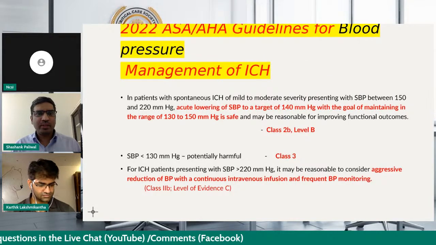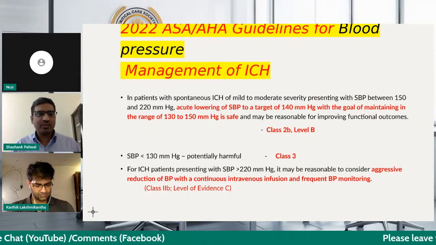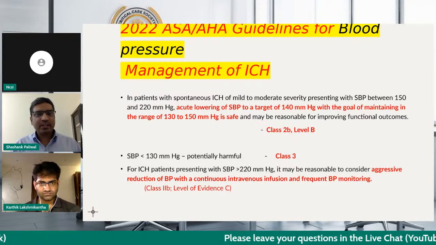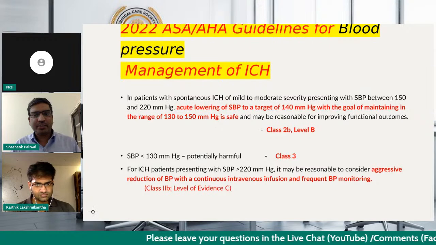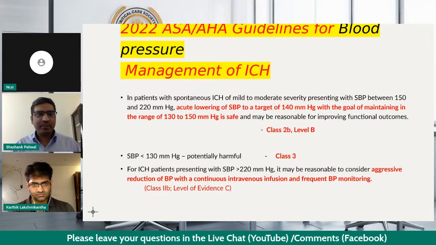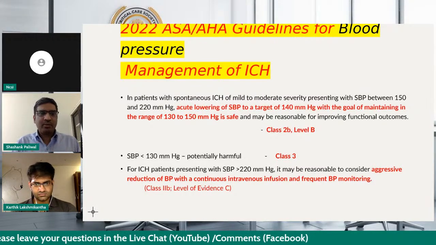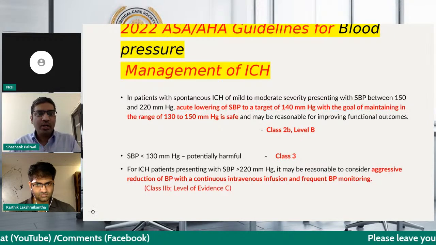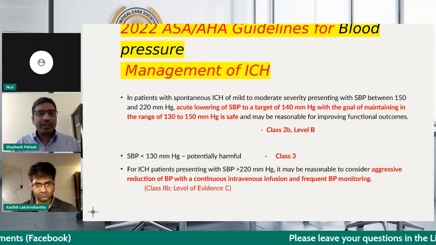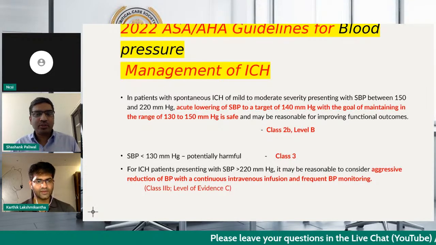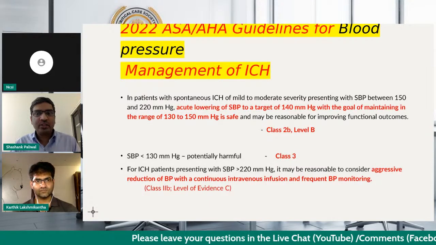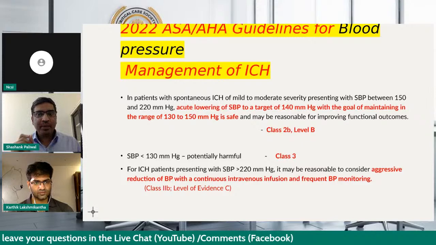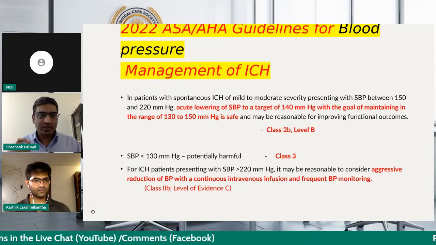What were the great findings of these mega trials? In patients with spontaneous ICH of mild to moderate severity, presenting with systolic blood pressure between 150 and 220 mmHg, acute lowering of systolic blood pressure to a target of 140 mmHg, with a goal of maintaining between 130 and 150, is safe and may be reasonable for improving functional outcome.